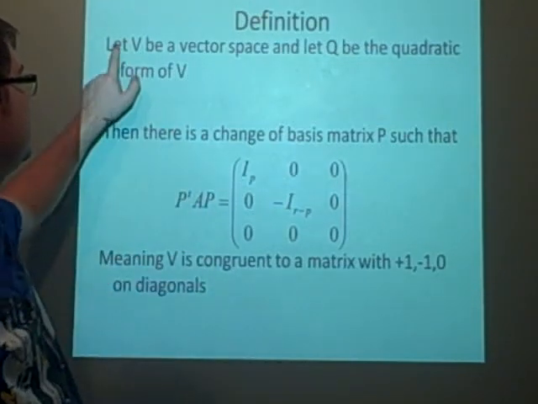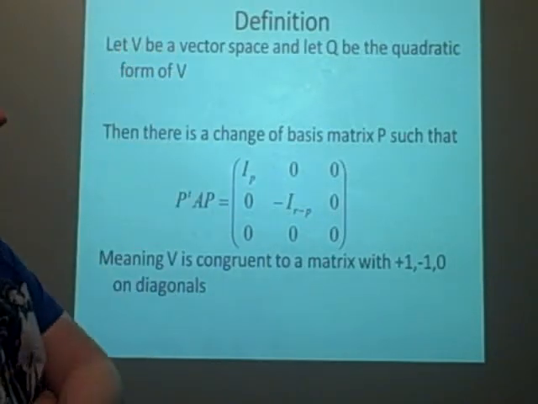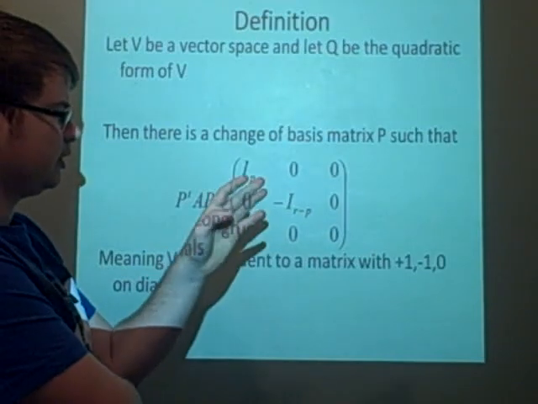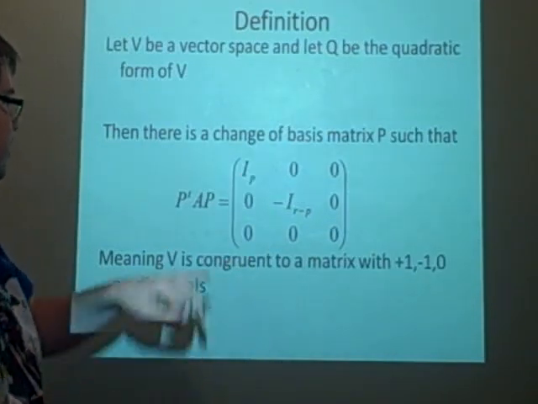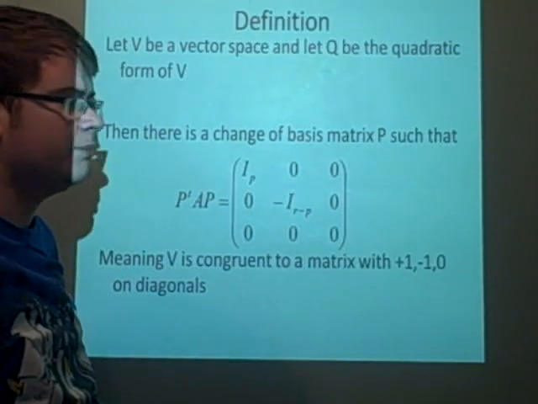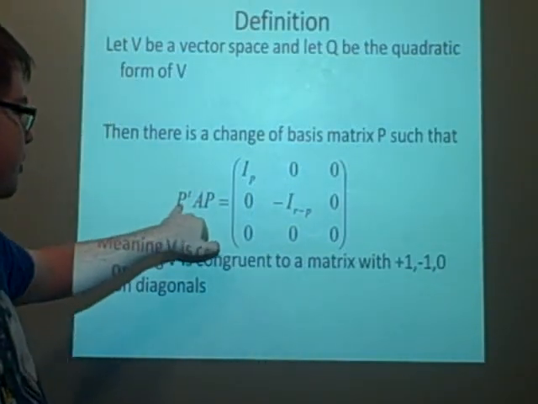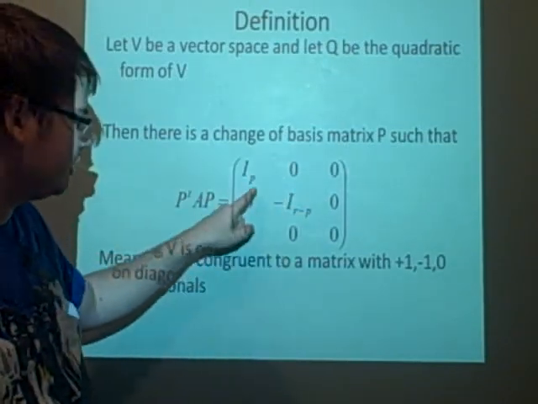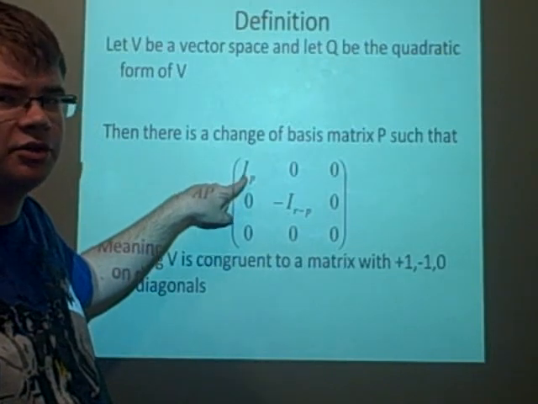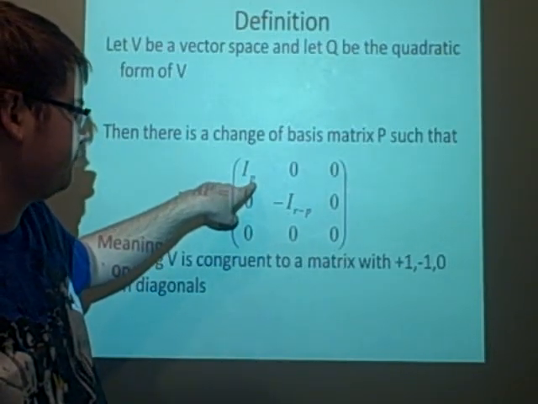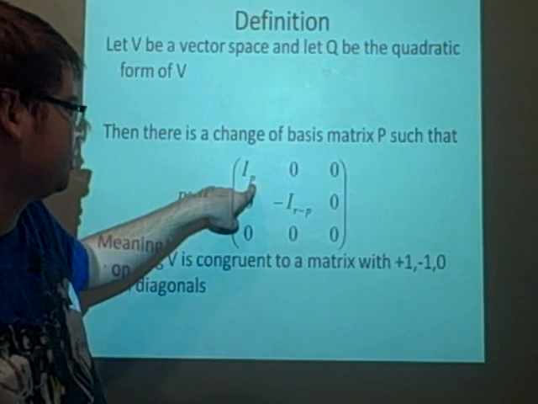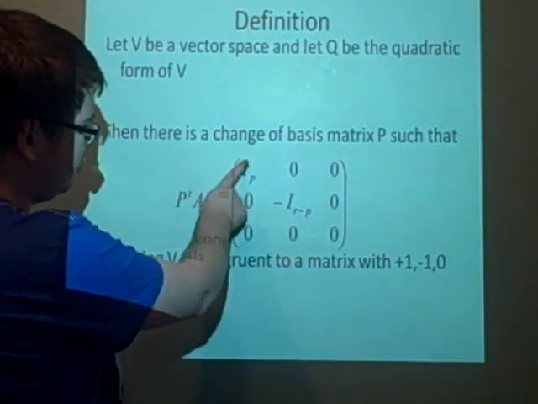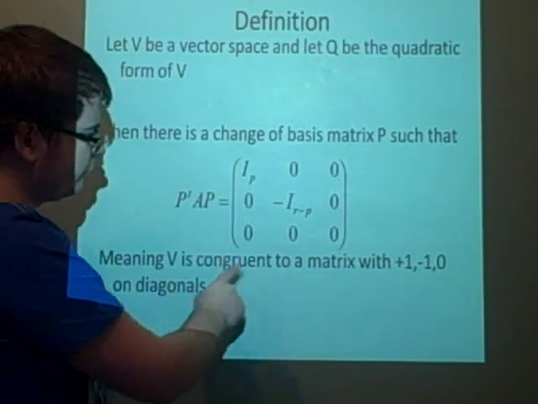This is where you say, you let V be a vector space and let Q be the quadratic form of V, and I'll show you how to find that in the next slide. Then there's a change of basis matrix P, such that P transpose times A times P equals this matrix here. And what this matrix here is, this is the identity matrix, and then it's got algebraic multiplicity P, so it will be a P by P identity matrix, where all the values are 1.